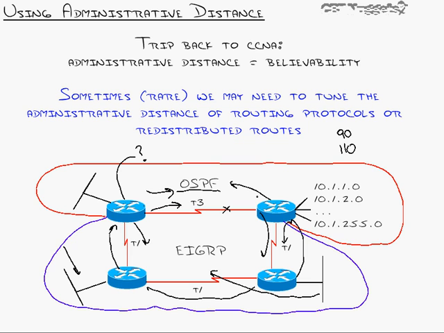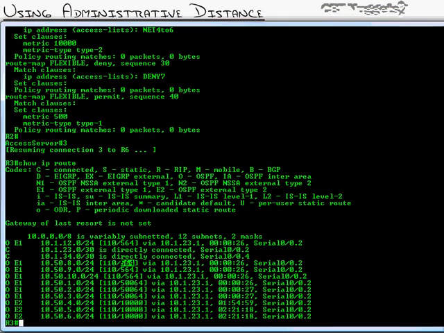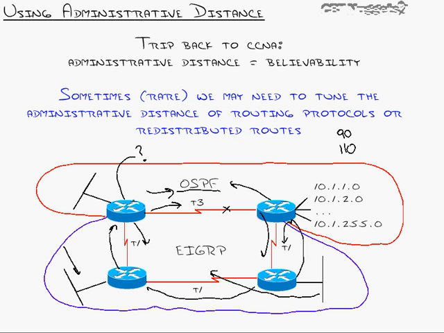The solution should be to just nix OSPF or nix EIGRP and choose one routing protocol. But what if you can't for some political reason? That's where we can tune the administrative distance. It's actually very simple. All we need to do is go into the router that we want to tune it on. In this case, it would be this router up here.